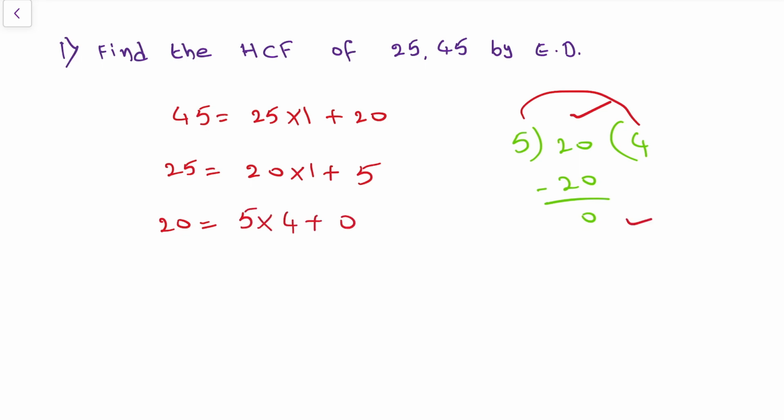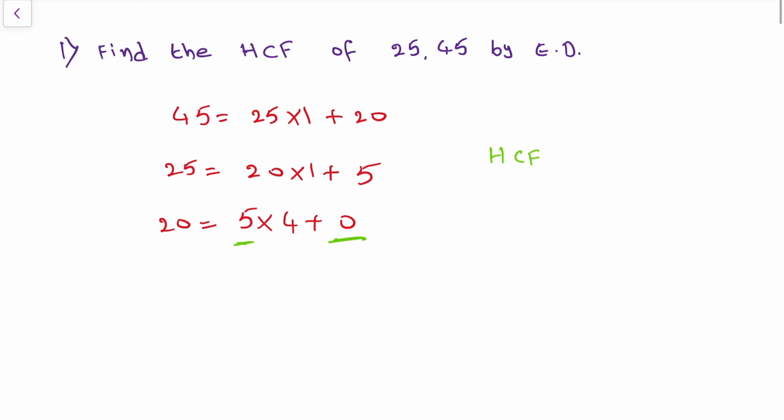As soon as we get the 0 remainder, we need to stop the process here. After getting the 0 remainder, what will be our divisor? That will become our HCF. So in this case it is 5. So HCF of 25 and 45 is 5.